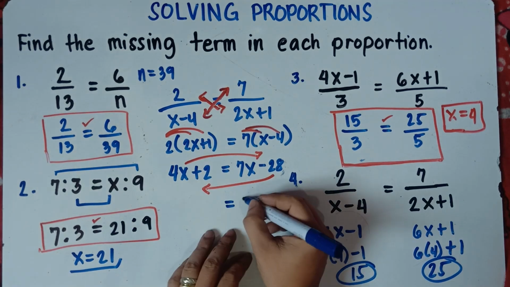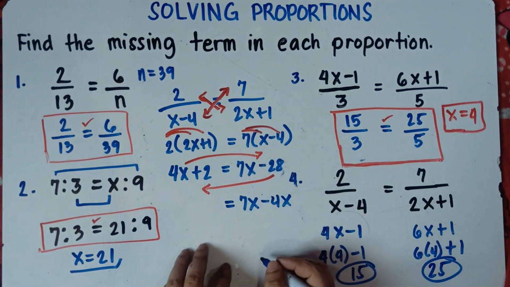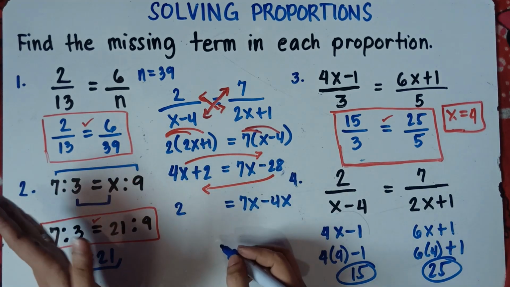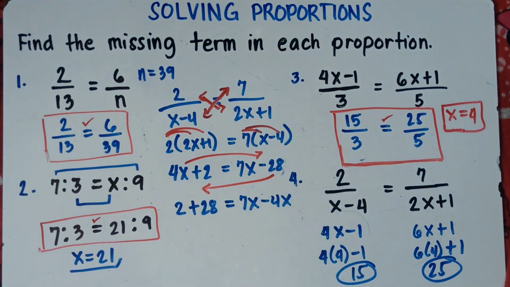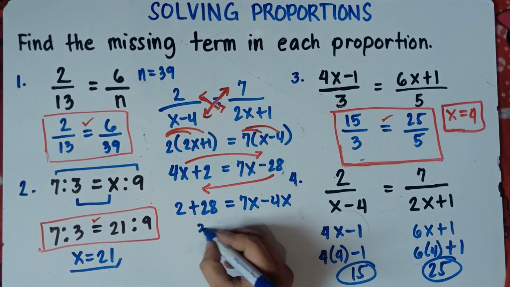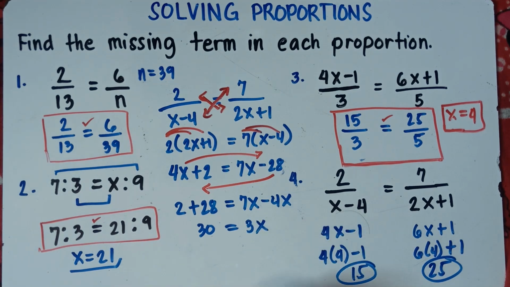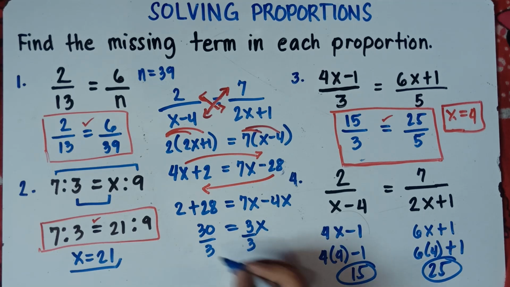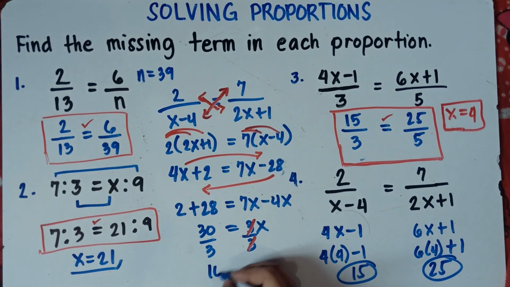So this will be 7x. We transpose this one. This is positive 4x. It will be negative 4x. And copy 2. All of the numbers will be on the left. Then 28. This is negative. It will be positive 28. And this will be 2 plus 28, that is 30, equals 7x minus 4x, that's 3x. And to get the value of x, you divide both sides by 3. So, cancel this out. And 30 divided by 3, what's the answer, class? That's correct. That is 10 equals x. That's it, class. That's the answer there for number 4.